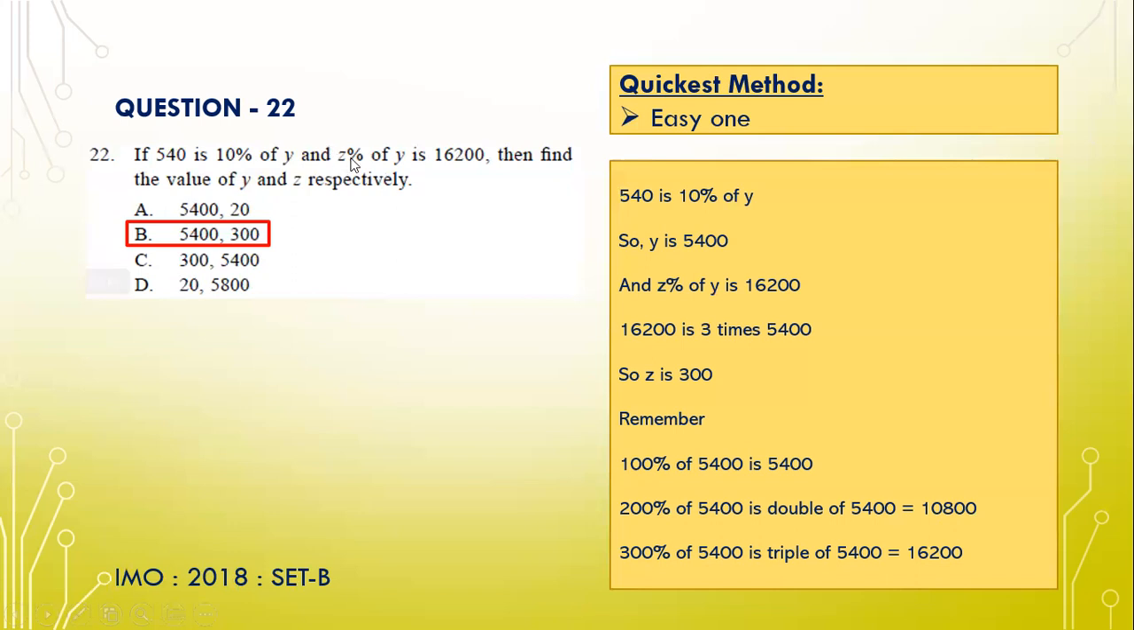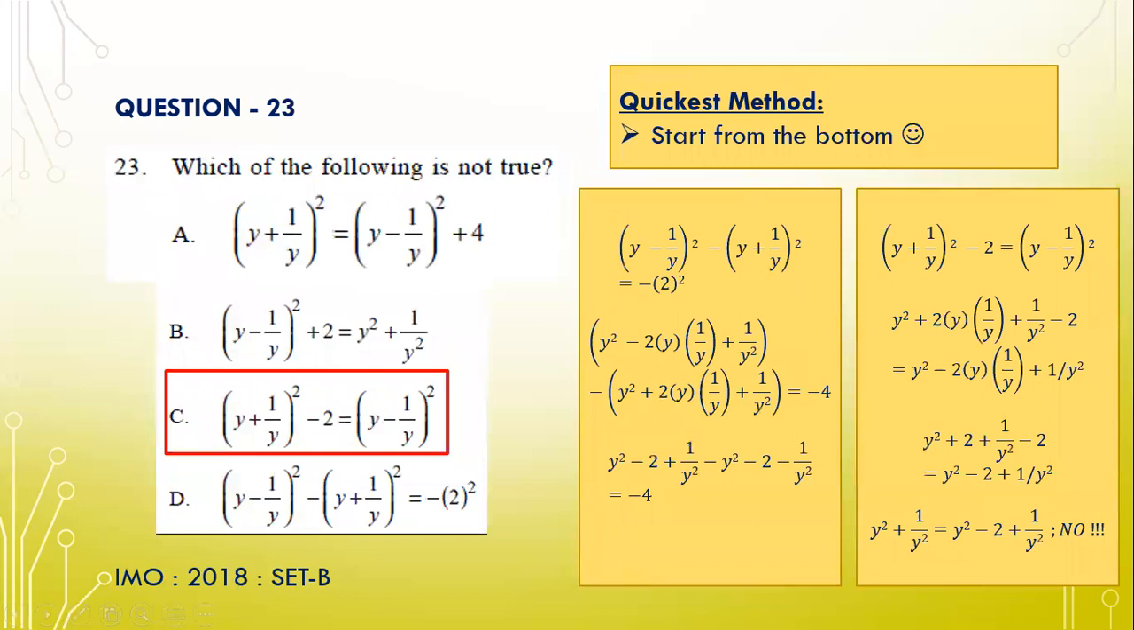So Z is 300% of Y, which is 16200. Next one, which of the following is not true? Y plus 1 upon Y whole square is equal to Y minus 1 upon Y whole square plus 4. Start solving, but start from the bottom. So start from D, isn't it?